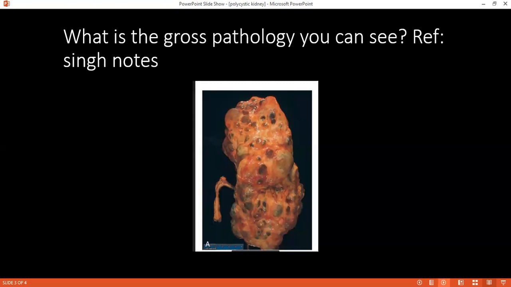Hyperacute rejection usually occurs due to preformed antibody, and when you release the clamp of the vessel, hyperacute rejection occurs immediately after release of the clamp, and the kidney appears mottled and dusky. It is due to the preformed antibody.